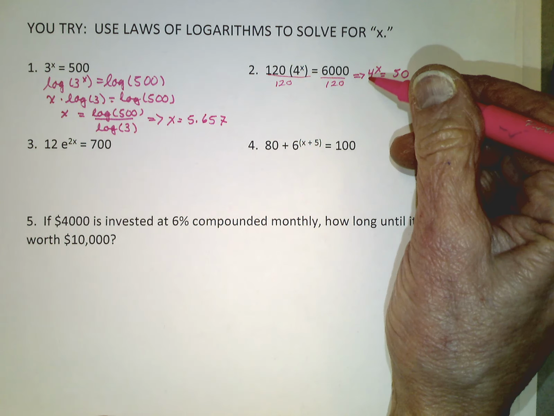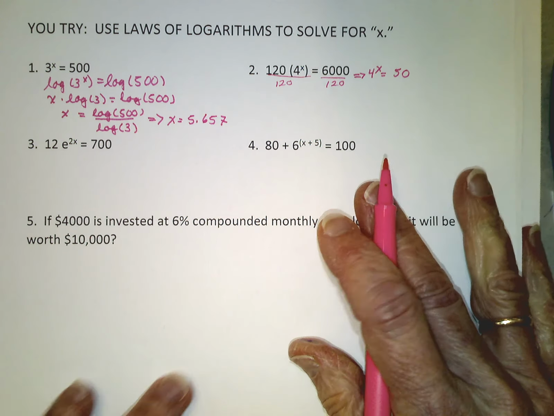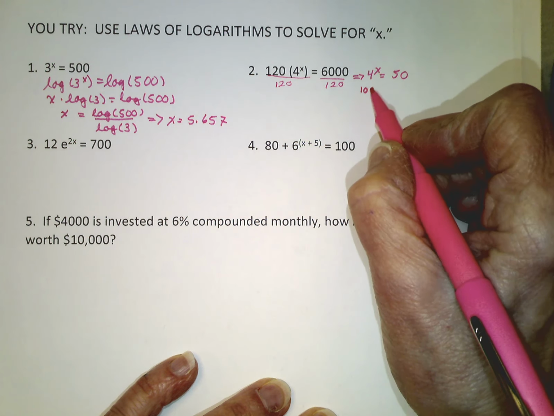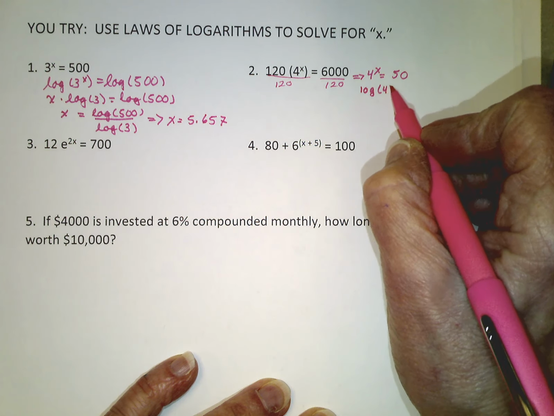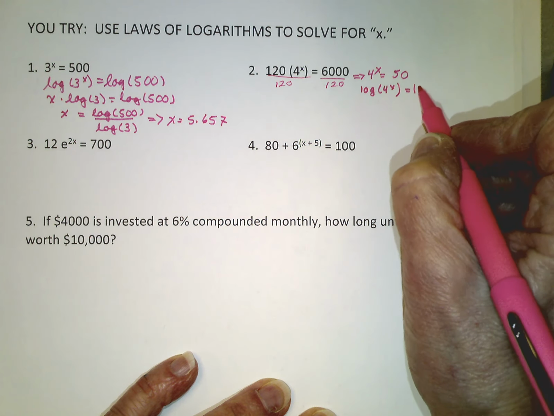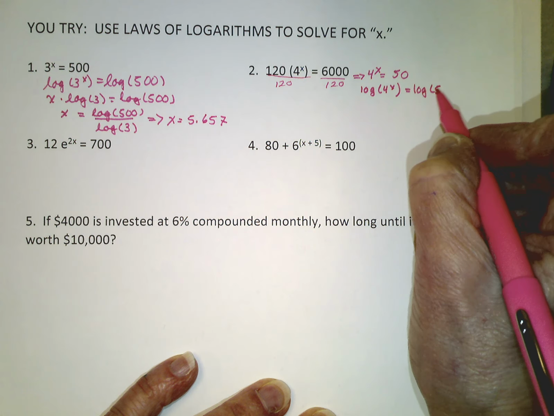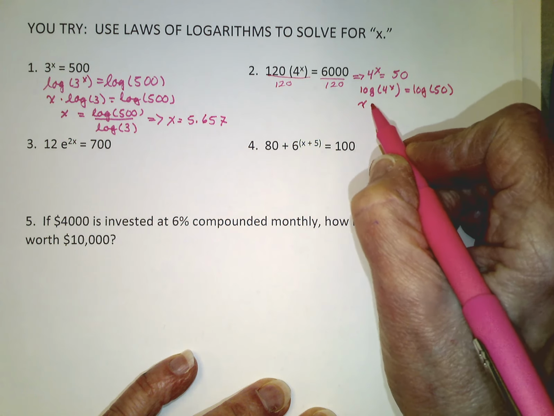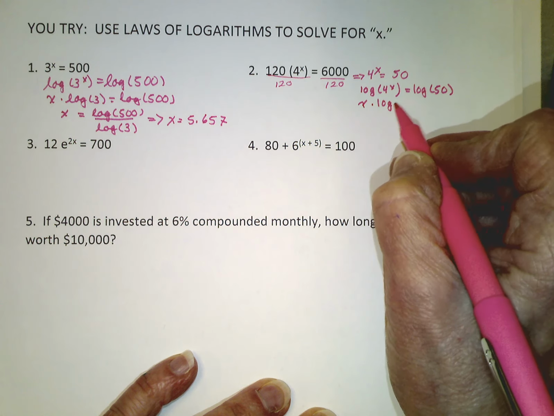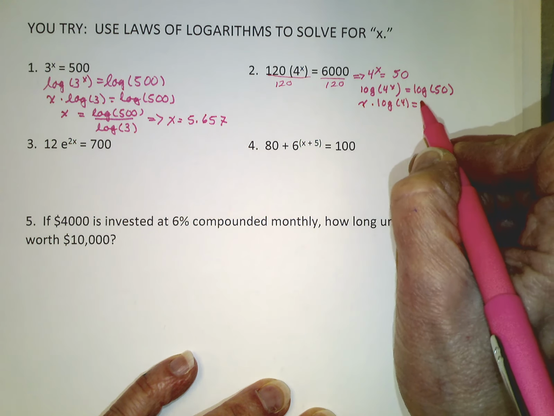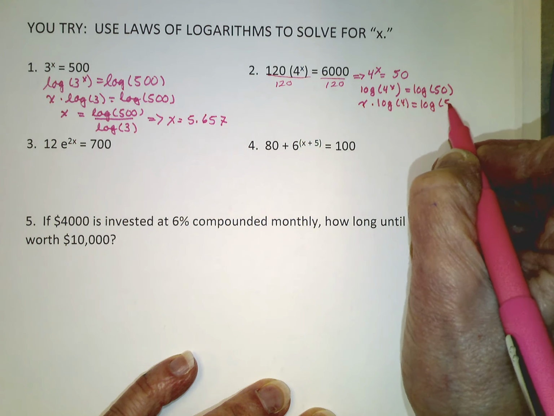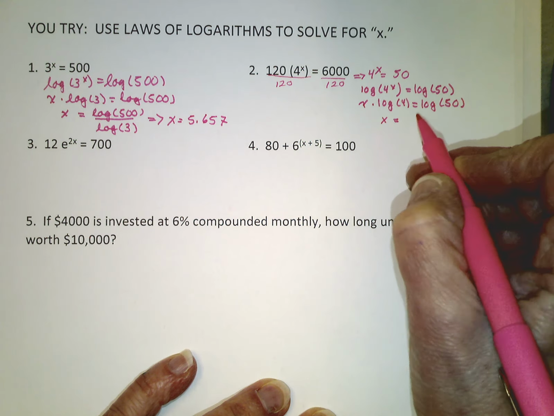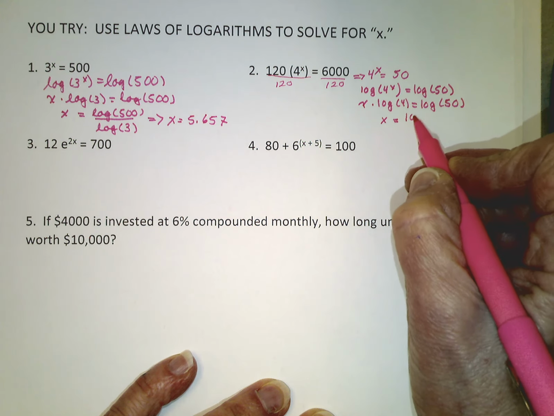And now we can find the missing exponent by taking either the log of both sides or the ln of both sides. I happen to be happy with logs, unless it's e. So this is going to become x times the log of 4. And to get x by itself, we would divide both sides by the log of 4.